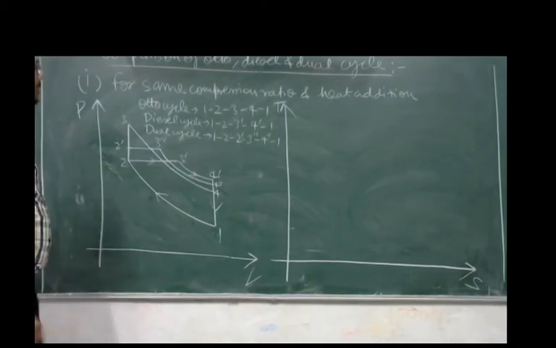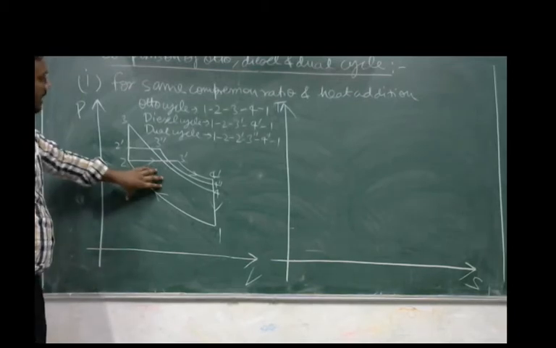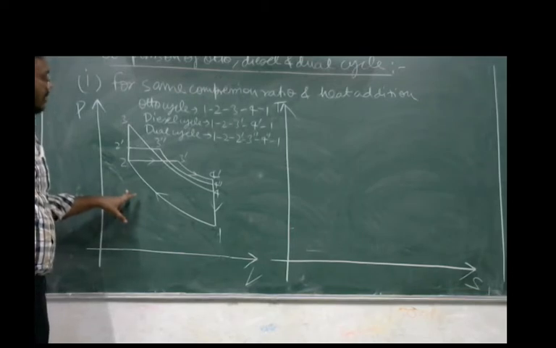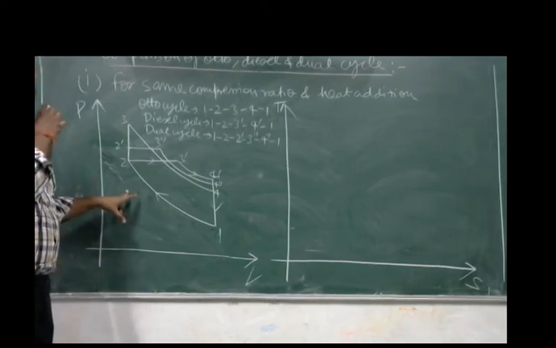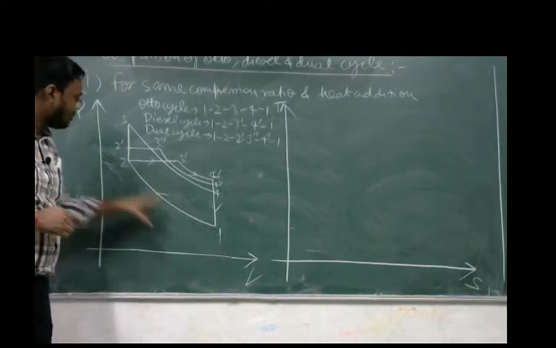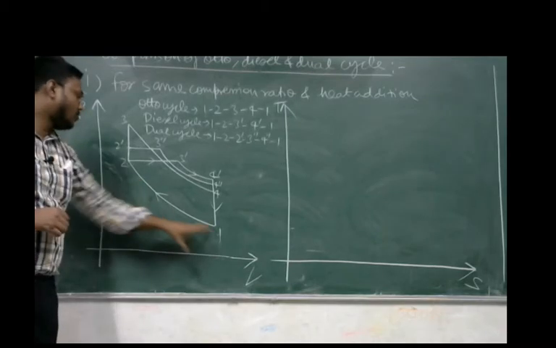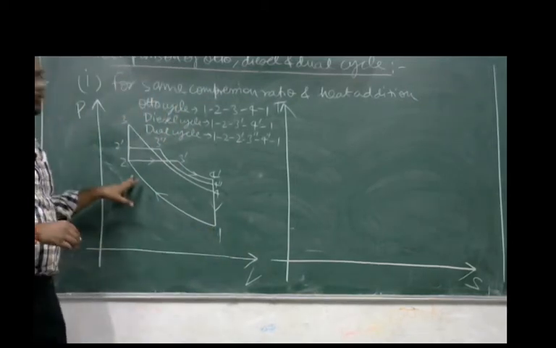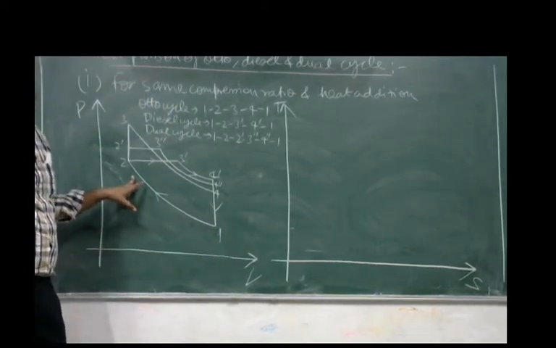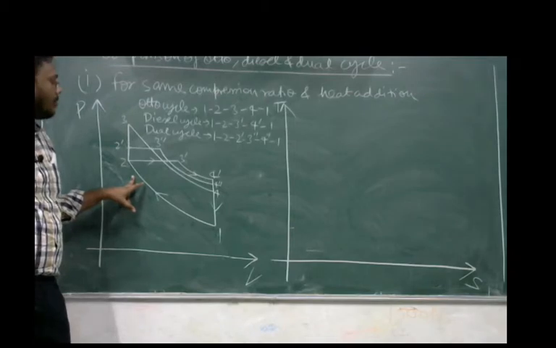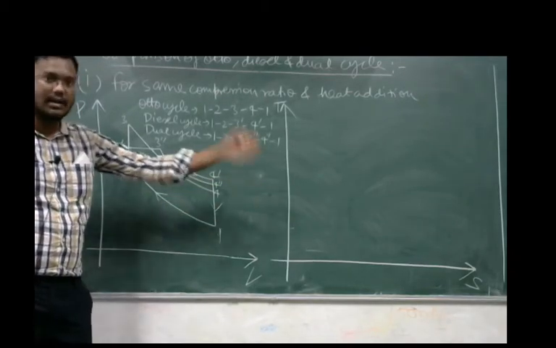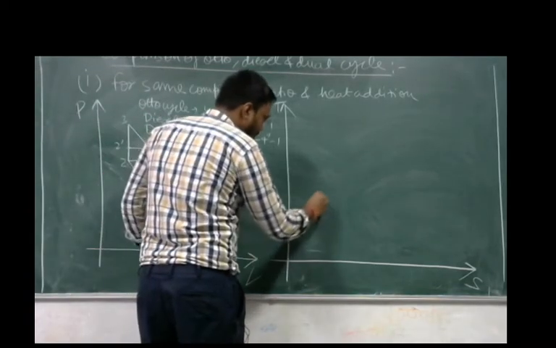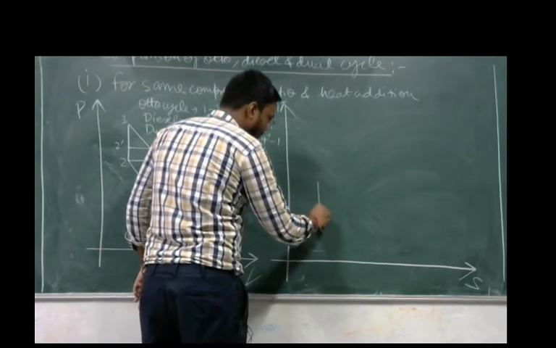Now this diagram we can also draw on the TS plot. Again we have to keep the compression ratio same. So 1 to 2 is the compression. When we draw 1 to 2 on the TS plot, it is a reversible adiabatic process, meaning an isentropic process. You know very well how to draw an isentropic process on the TS diagram. It should be a vertical straight line. So 1 to 2 we draw here as a vertical straight line, like this.